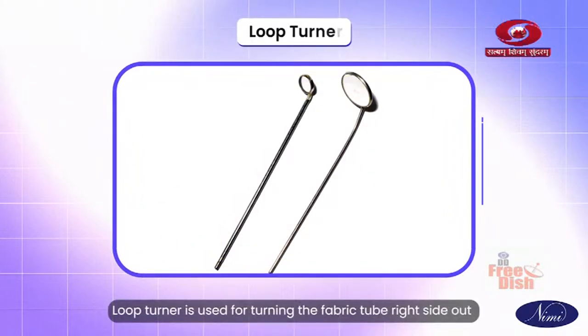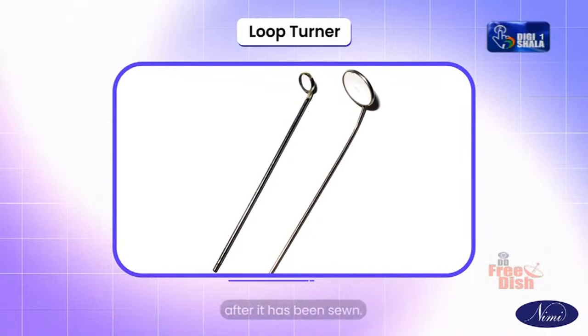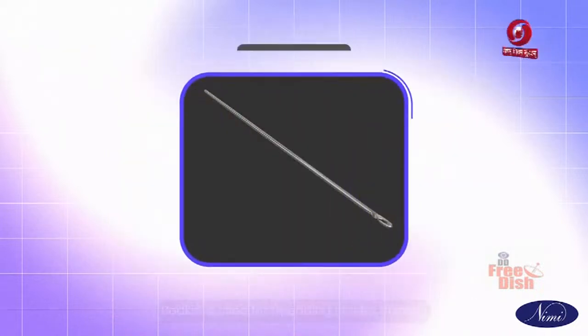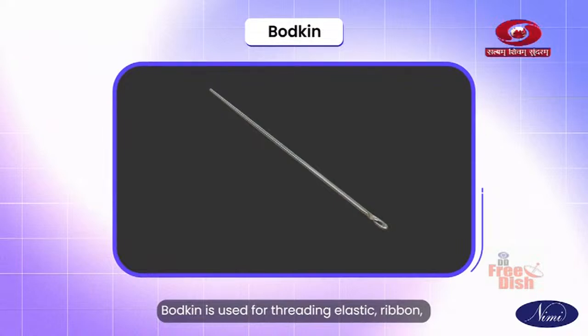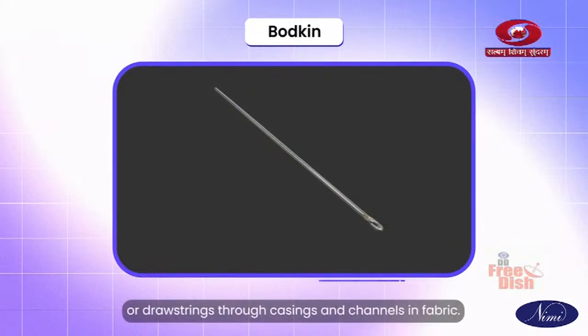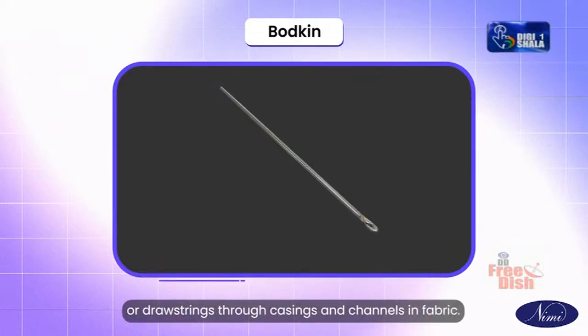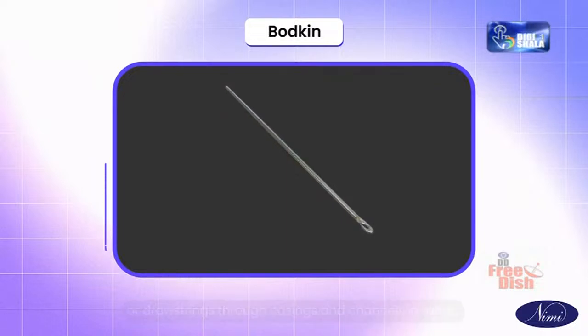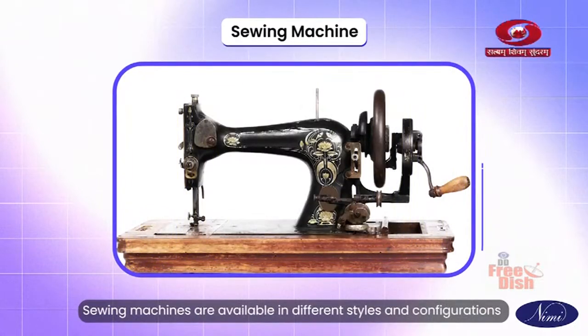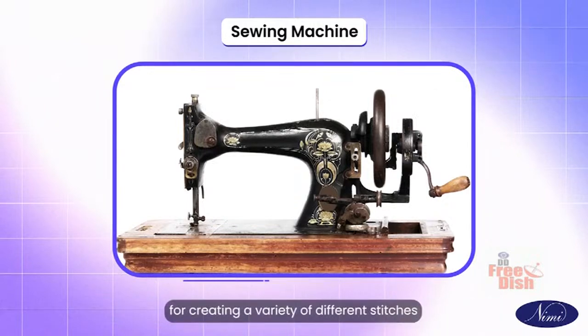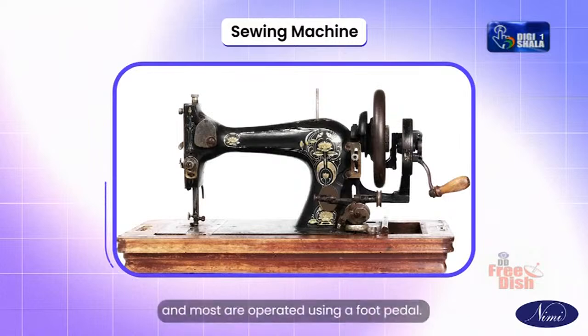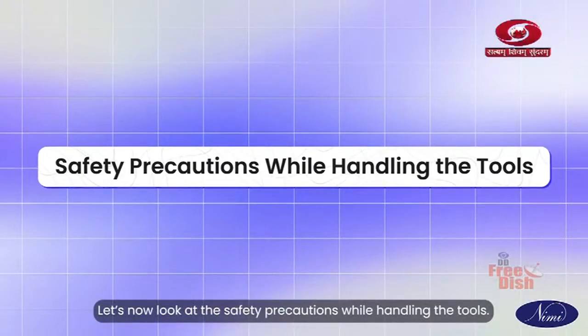Loop turner is used for turning the fabric tube right side out after it has been sewn. Bodkin is used for threading elastic, ribbon, or drawstrings through casings and channels in fabric. Sewing machines are available in different styles and configurations for creating a variety of different stitches, and most are operated using a foot pedal. Let's now look at the safety precautions while handling the tools.